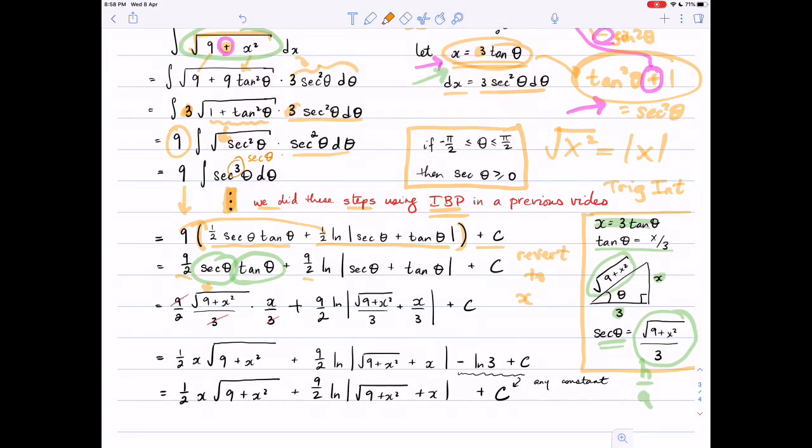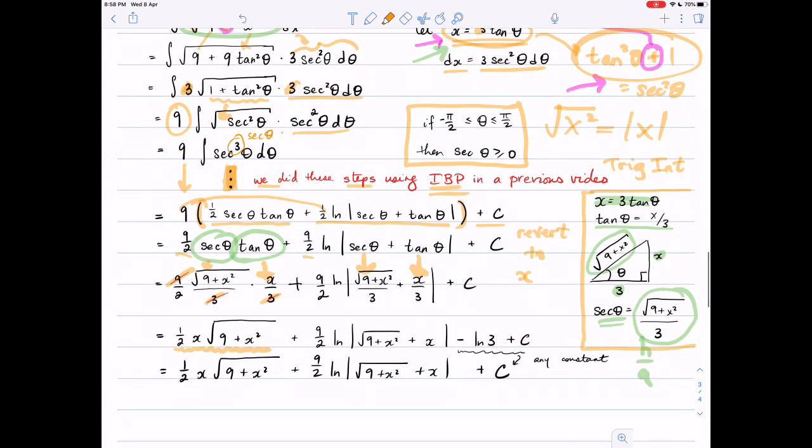Here is the secant of theta. Here is the tangent of theta. Again, the secant and the tangent. And all that is left is to do a little cleanup of our algebra. The 3's in the denominator will multiply to give 9 and cancel with the 9 here. So this first term just becomes 1/2 x times the root of 9 plus x squared.